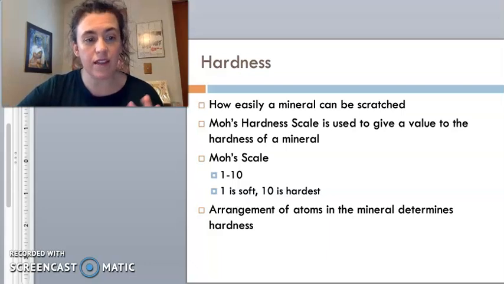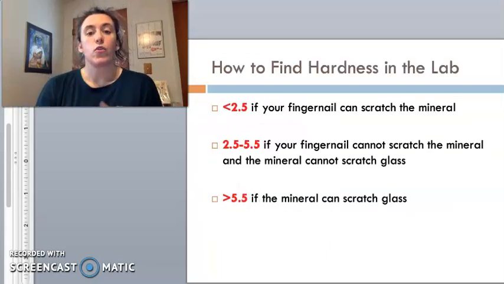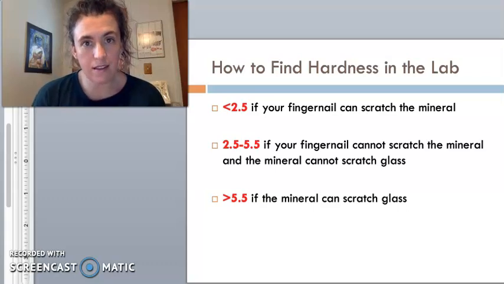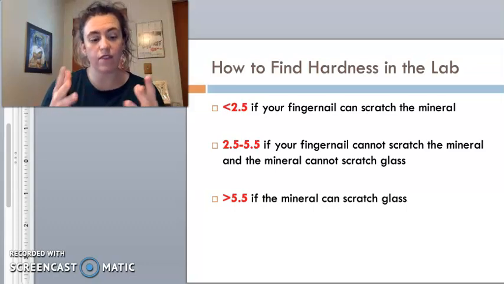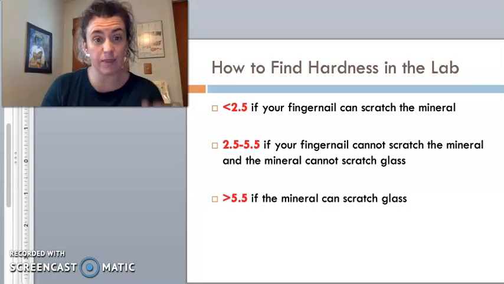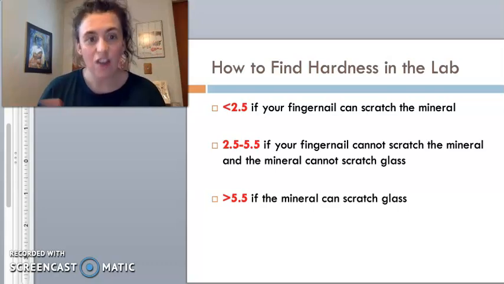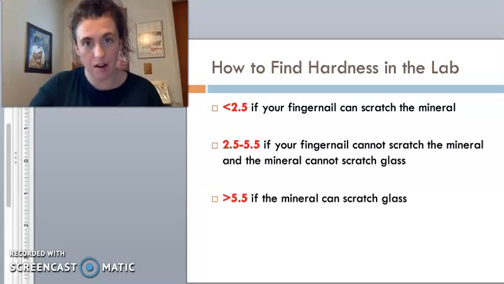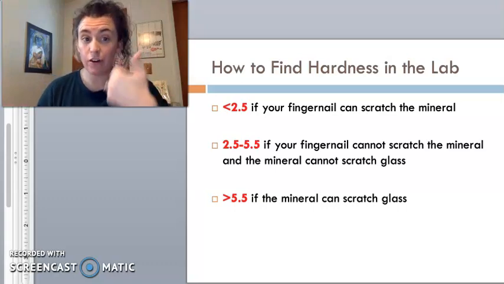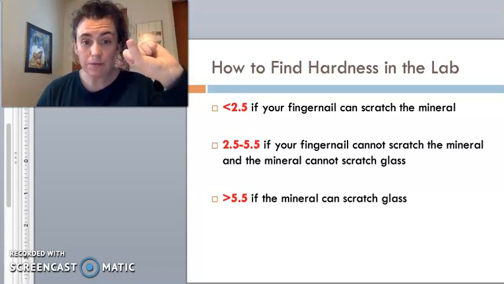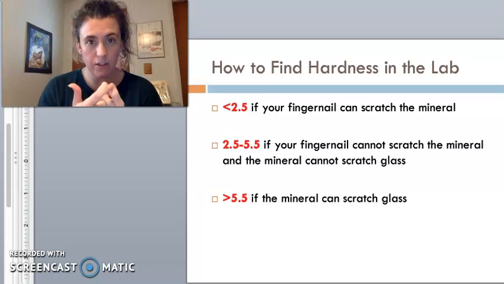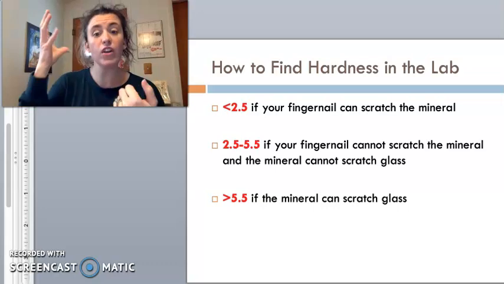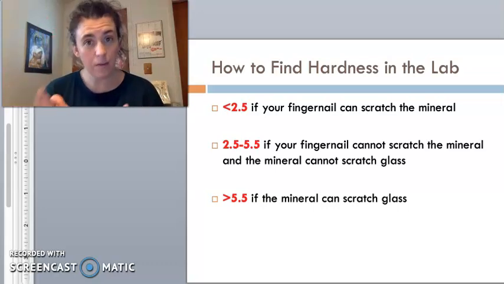Okay, so let's talk about this here. We are going to use relative hardness in the lab and in the virtual lab because we don't have the capability to assess all and give it a specific number. So we're going to use relative, which means how hard is it relative to something else. And the two things we're going to use are our fingernail, scratching with the fingernail, and glass. And so we know that the average fingernail typically has a hardness of less than 2.5. And we know that glass has a hardness of 5.5.